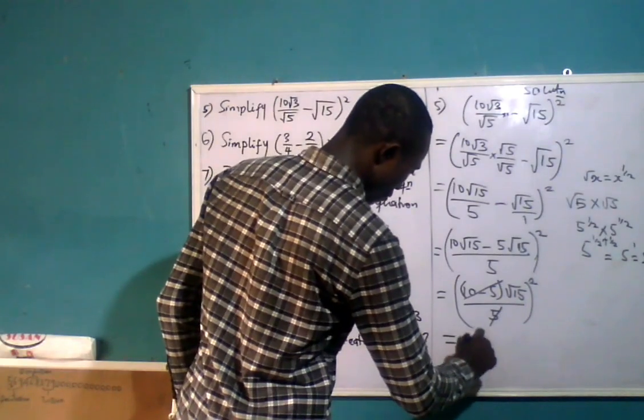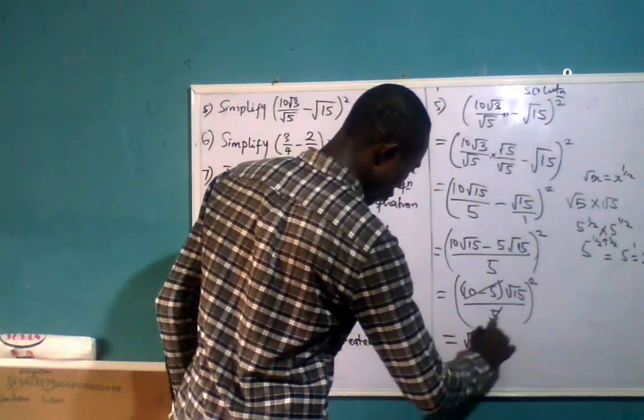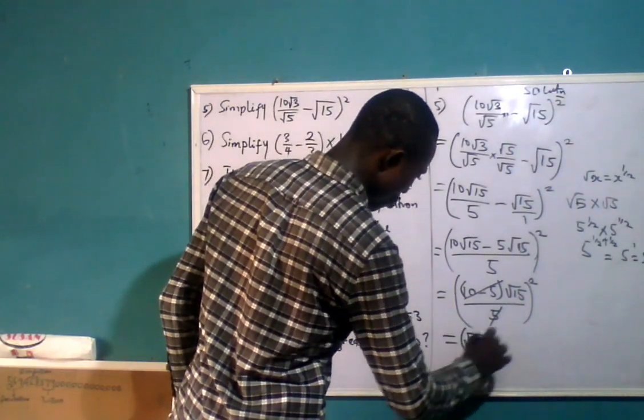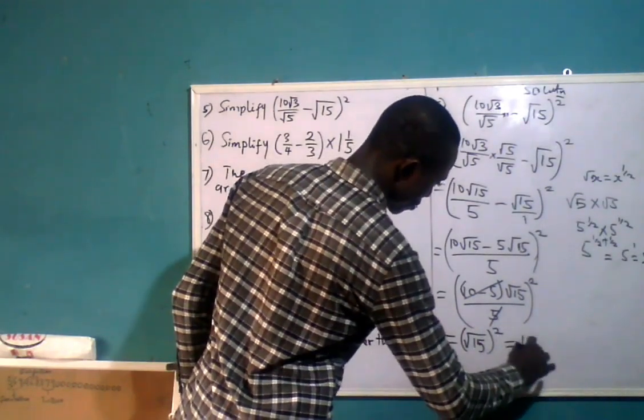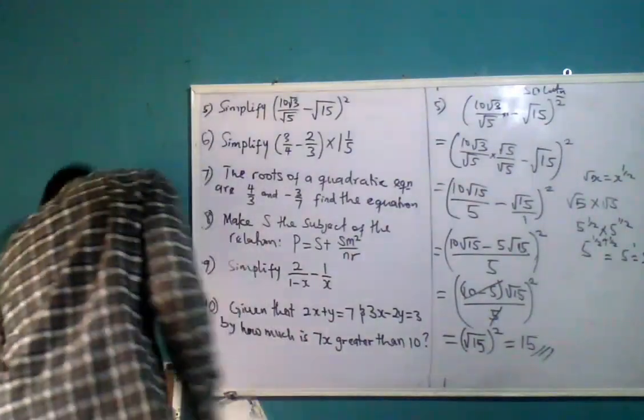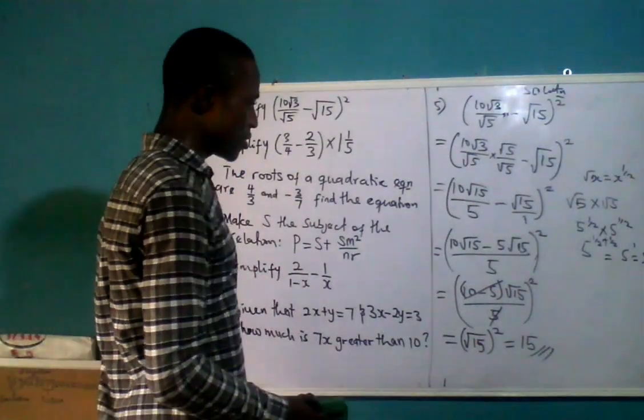Then you have root 15, open bracket, close bracket, squared. And that will give you 15, which is the final answer. So let's look at the next question.